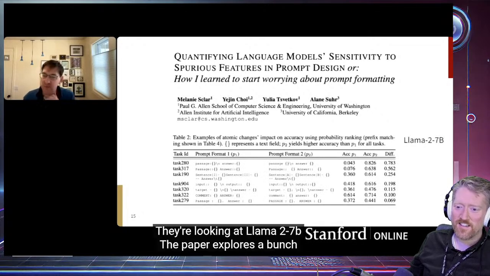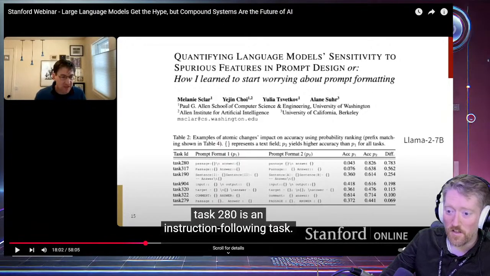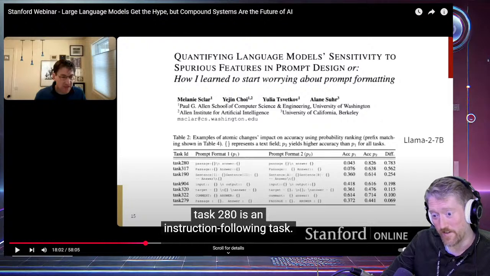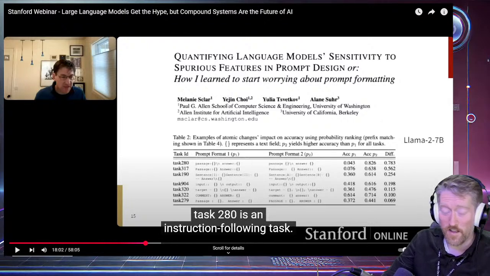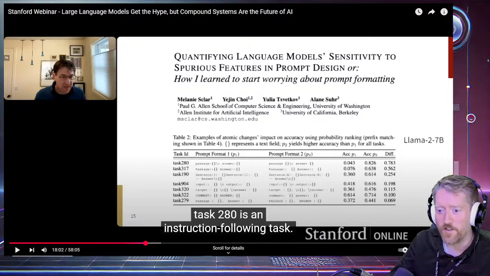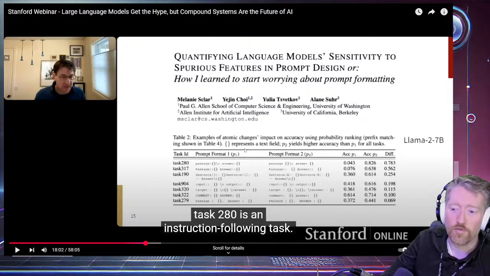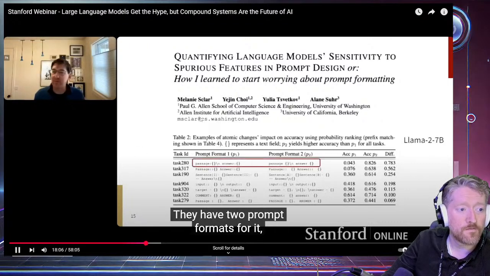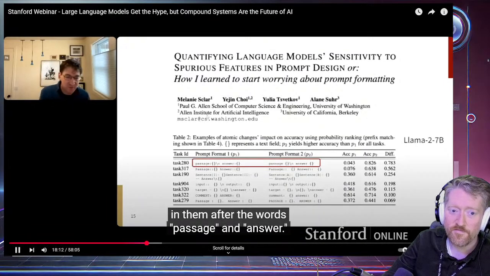They're looking at Llama 2 7B. The paper explores a bunch of other models, but just to take one example here, Llama 2 7B is the one from Facebook. So again, go back an hour to the stream. We were talking about different models. This is just one other open source model that people can get their hands on. It's an instruction following task. They have two prompt formats for it, and those formats differ only in whether or not they have colons in them after the words passage and answer.